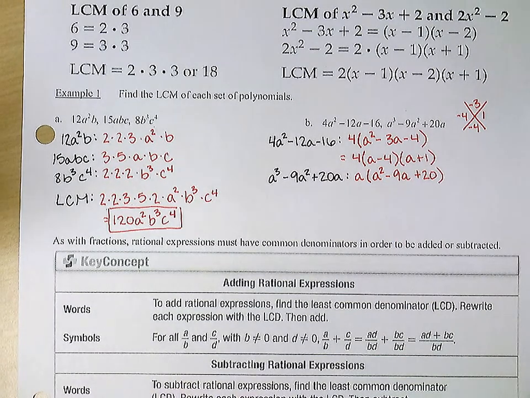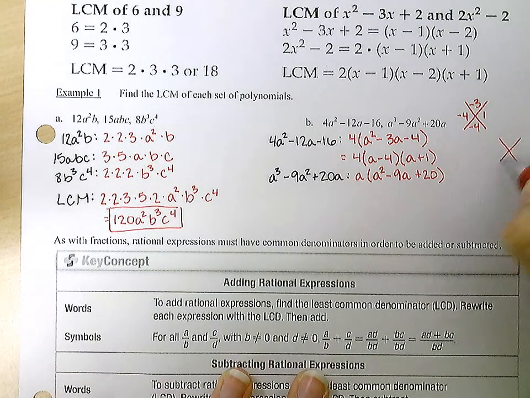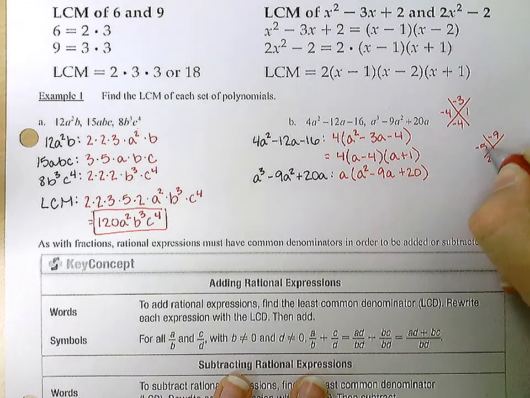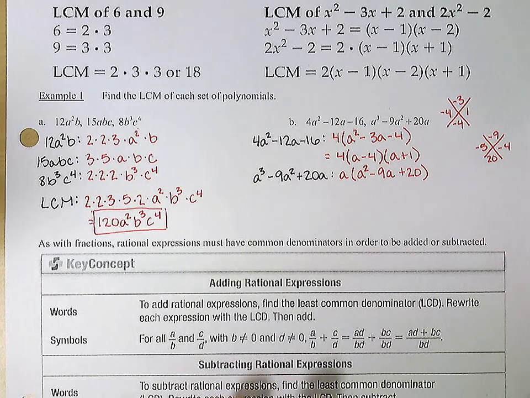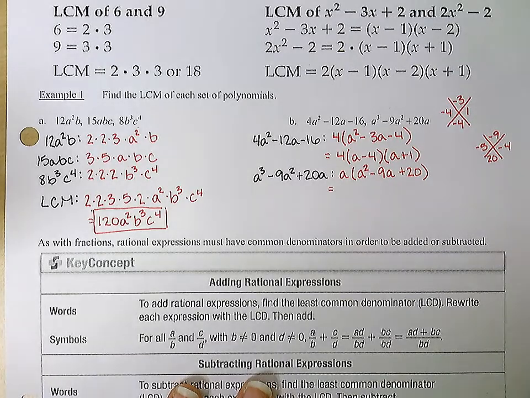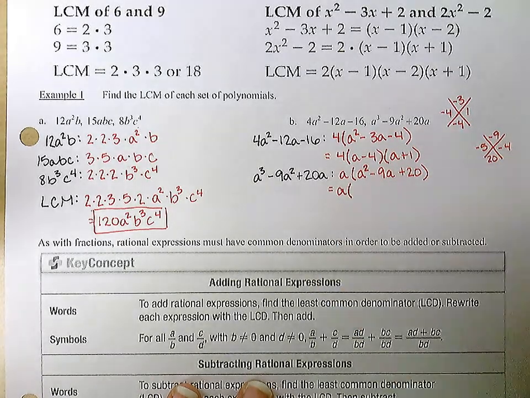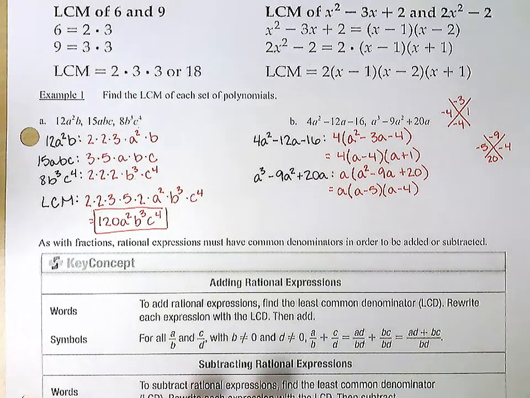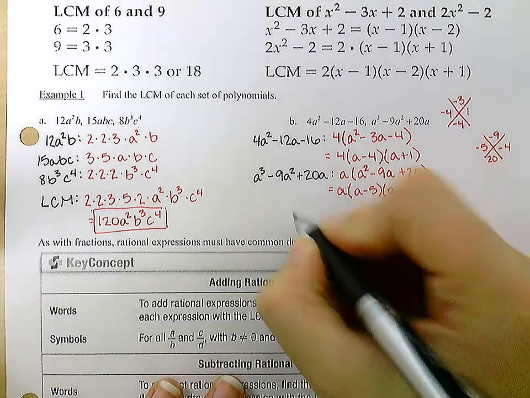And again, I can use the x method to factor what's inside those parentheses. What adds to negative 9 and multiplies to positive 20? Negative 5 and negative 4. So this will factor into a times the quantity a minus 5 times a minus 4. Now that I've factored each one, I want to write out the LCM.